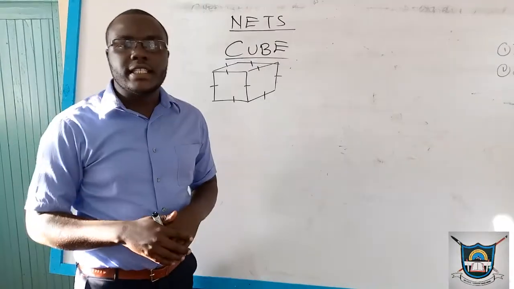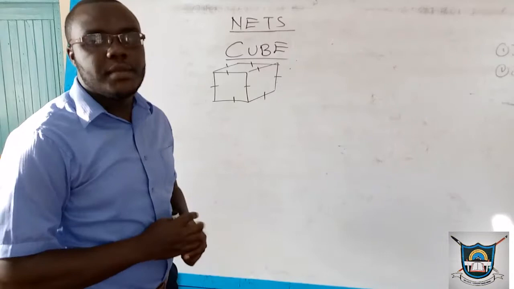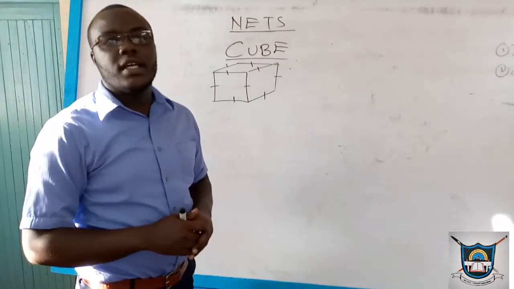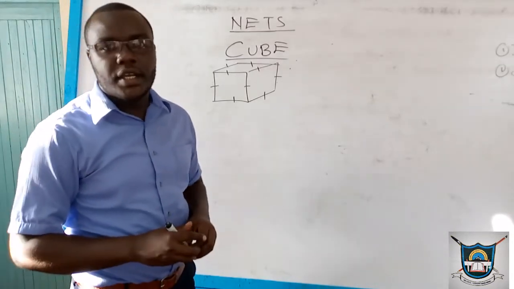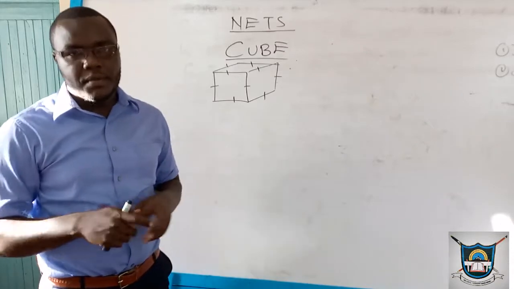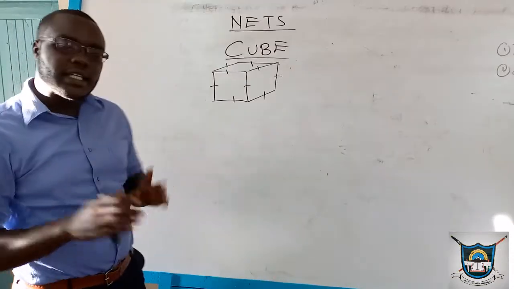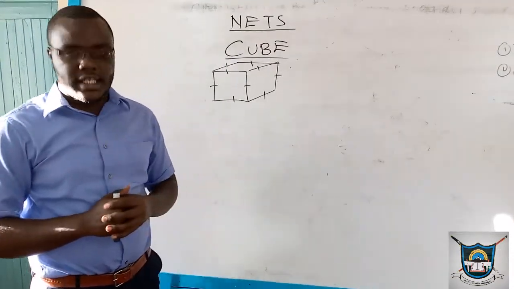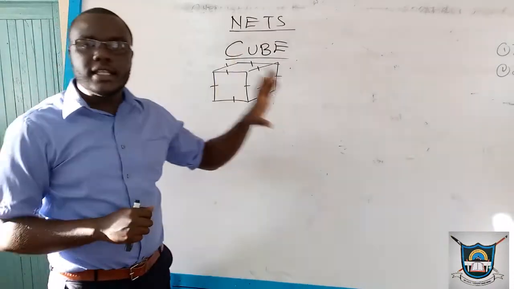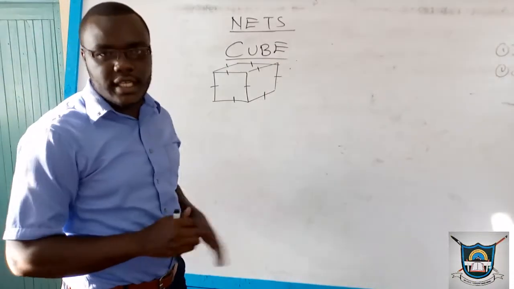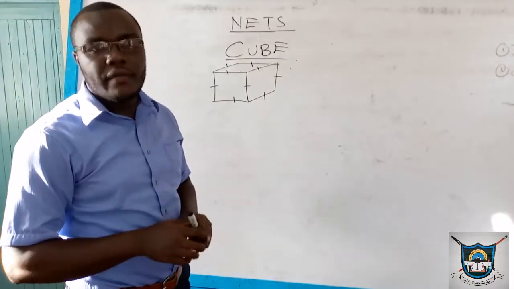We are still looking at nets of common solids, and previously we have just looked at the cuboid. Now we are looking at a cube, not to be confused with a cuboid. When you look at a cube, it has equal sides. The length is the same for all the sides or all the faces of a cube.